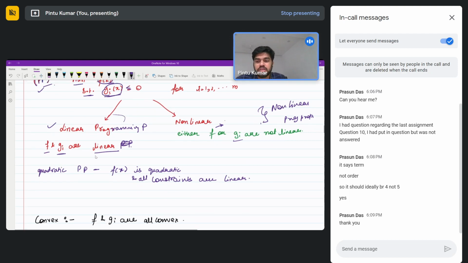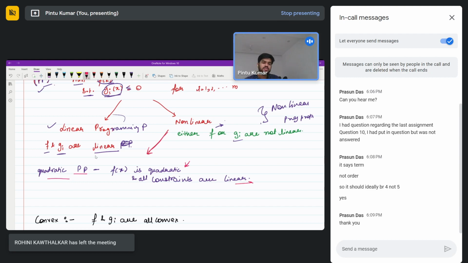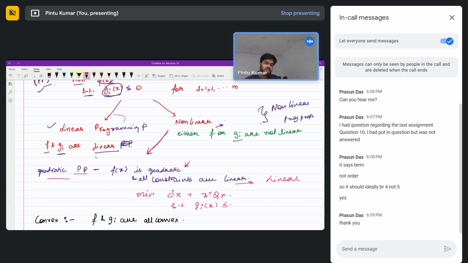So this is one bifurcation. Again, for nonlinear programming problem, you have a special type which is known as quadratic programming problem. If your f of x is quadratic in nature and all your constraints are linear, this would look something like: minimize c transpose x plus x transpose Qx subject to gi's of x less than or equal to 0, where gi's are linear.